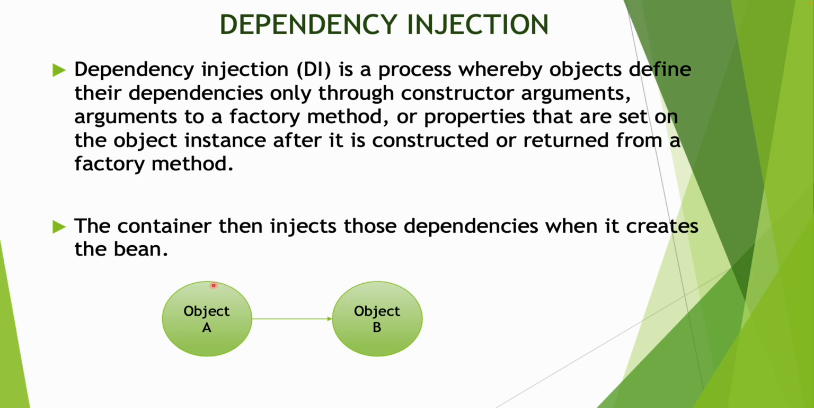If you see this, I have two objects, object A and object B, and object A is dependent on object B. Assume my object A is an Employee class, and in the Employee class, I have a data member which is of type B, that is Address. So my Employee class is now dependent on this Address class. How do I need to provide this Address object?